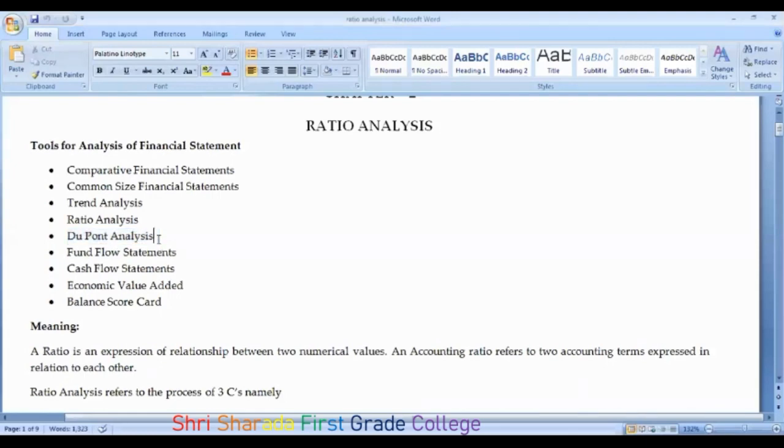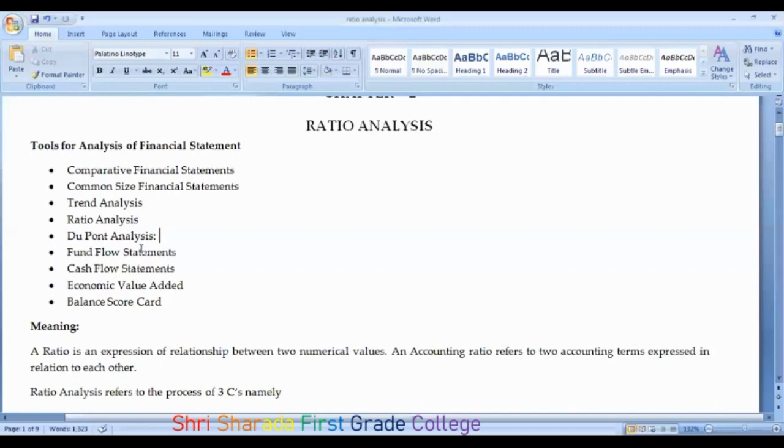So what is DuPont analysis? DuPont analysis is especially used to analyze the company's ability, and here one more thing is that it is going to increase the return on equity. In simple terms, how a company can increase the return for the investor will be studied in the case of DuPont analysis. And then the fund flow statement and the cash flow statement.